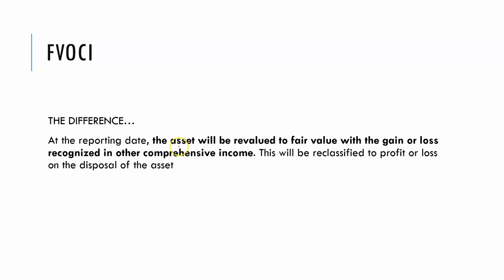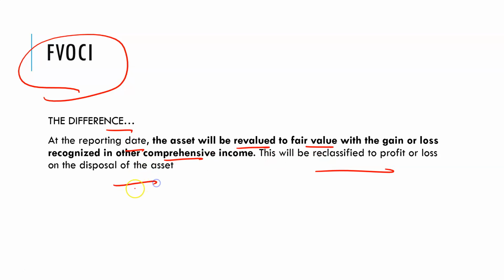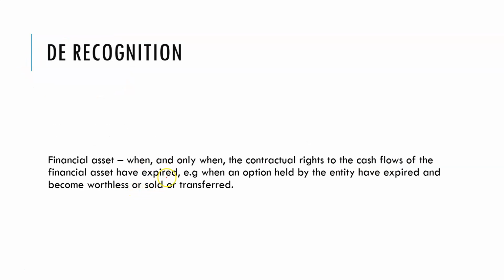Again, you can see here, I've written fair value through other comprehensive income, as normal, as amortized, but at the reporting date, the asset will be revalued to fair value with a gain or loss being recognized in OCI, and this will be reclassified to profit or loss on the disposal of the asset.